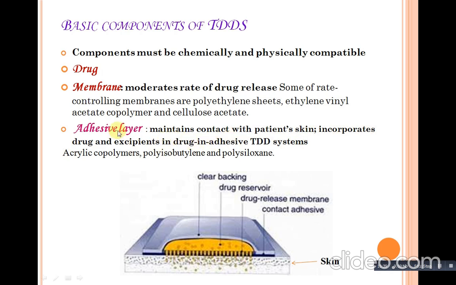But see, this adhesive is nothing but a polymer, and this polymer may sometimes be used for the dispersion of drug, or the same polymer also acts as an adhesive. Examples of adhesives: acrylic copolymers, polyisobutylene, and polysiloxane. This is a general common structure of a transdermal patch, where this is a backing membrane, this is a drug reservoir, this is a rate controlling membrane, and this is skin.